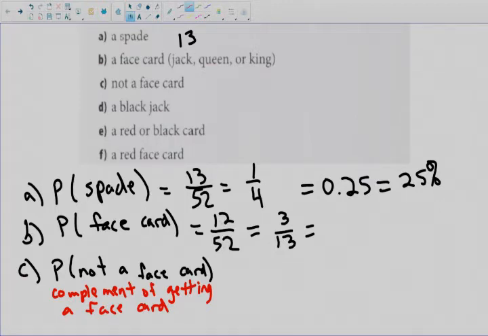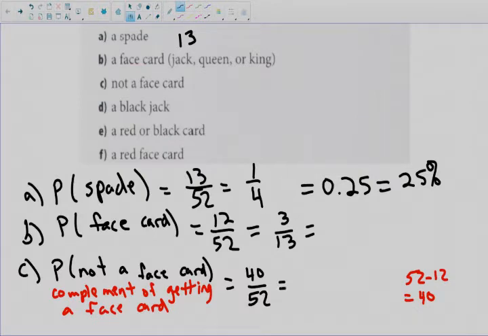So basically we can do 52 minus 12, and I'll write this off to the side in red to match the complement. So 52 minus 12, which would be, well, 52 minus 2 is 50. 50 minus 10 is 40. So the complement could be written as 40 out of 52.